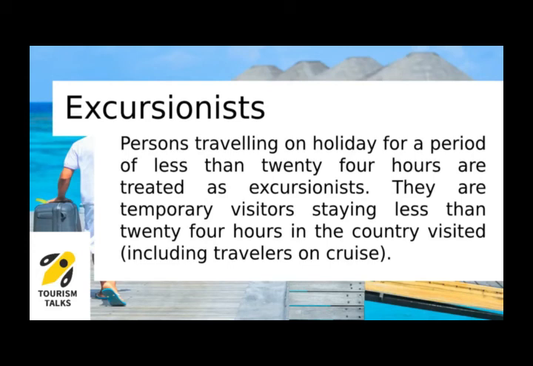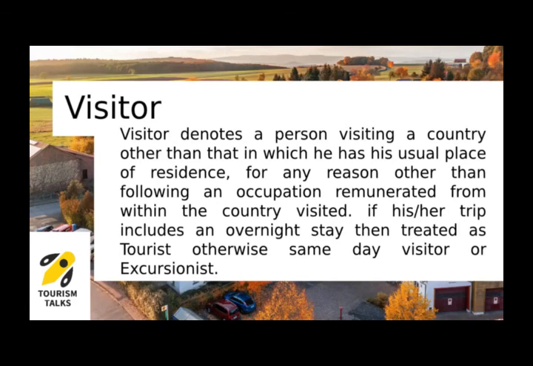And exclusion. Persons traveling on holiday for a period of less than 24 hours are treated as excursionists, and they are temporary visitors staying less than 24 hours in the country visited. Visitor denotes a person visiting a country other than that in which he has his usual place of residence for any reason other than following an occupation remunerated from within the country visited. If his or her trip includes an overnight stay there, he is treated as a tourist, otherwise as a same-day visitor or excursionist.